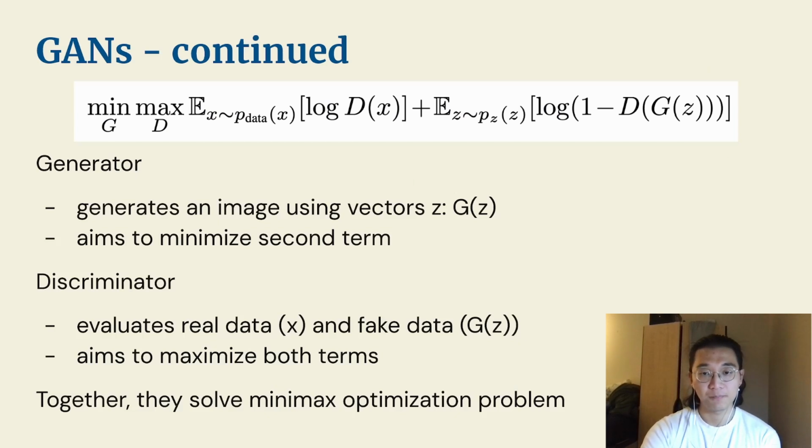And here's the math of it. The generator starts with a random noise vector z. It generates an image, G(z), which it sends to the discriminator. The discriminator evaluates two types of inputs: real data from the dataset and fake data from the generator. The real data is denoted by x. The generator aims to minimize the second term here, log of 1 minus D of G of z, trying to fool the discriminator into thinking its outputs are real. Meanwhile, the discriminator works to maximize both terms, correctly classifying real from fake. And together they solve the minimax optimization problem.